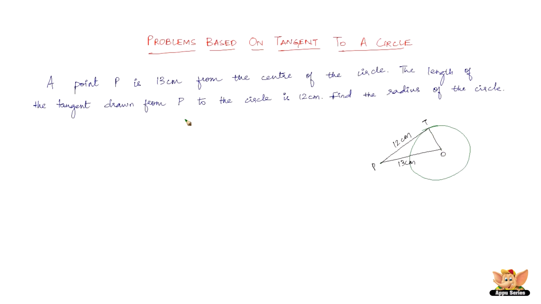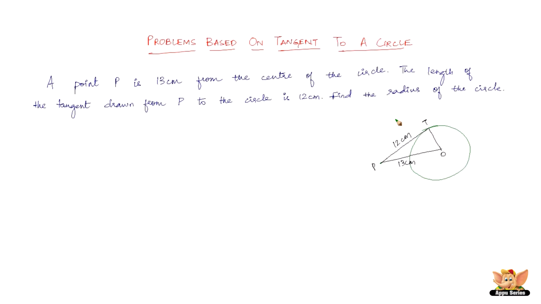The length of the tangent drawn from P to the circle is 12 centimeters. So here is the tangent which intersects the circle at exactly one point T. That length is 12 centimeters. Now, using these two data, we need to find the radius of the circle. Now, how do you do this?